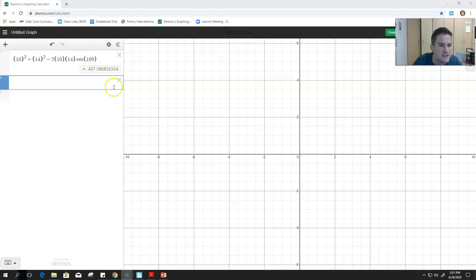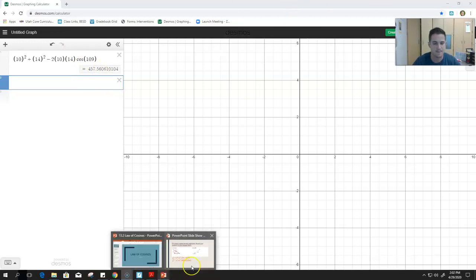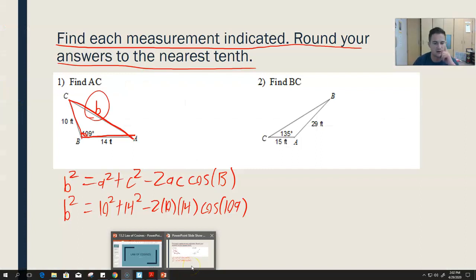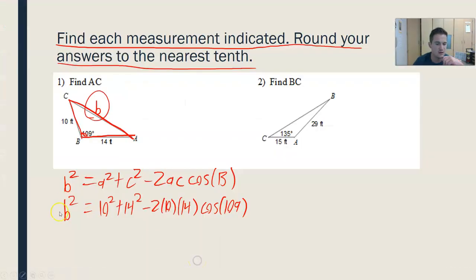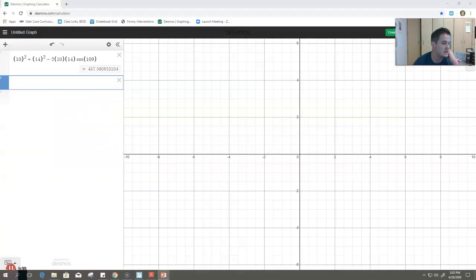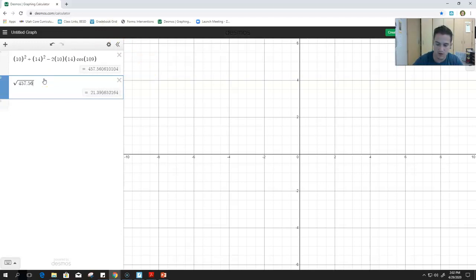And I get 457.56. All right, so that must be my side length over here, right? No. See this B squared? 457 point whatever is equal to B squared. So B squared is equal to 457 point blah, blah, blah. So in order to find the length of B, I'm going to need to square root 457.56, which gives me 21.4.